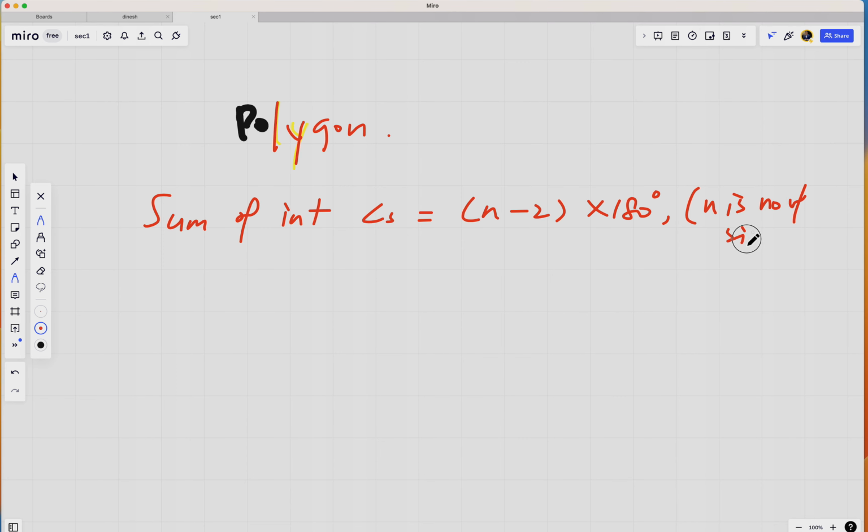What's the next one? Sum of exterior angle, which is 360. Okay, sum of exterior angle is 360. So once you have these two, I think you can solve almost any polygon question already.